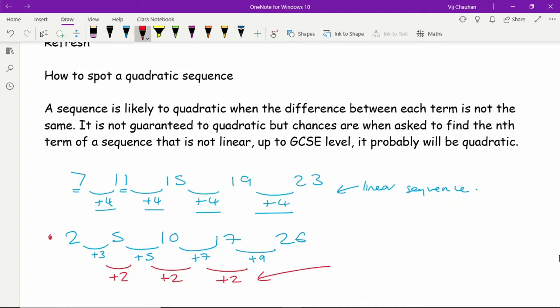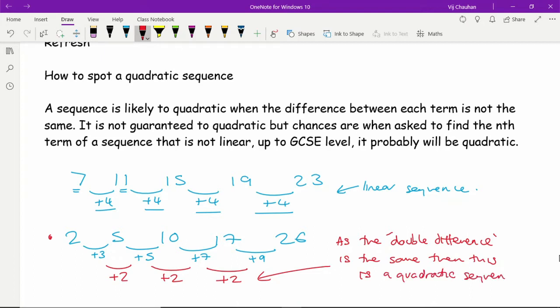So you can see here that as the double difference, or the difference between the differences, is the same, then this is a quadratic sequence. Now obviously you can get different sequences, you can get cubic sequences, you can get Fibonacci sequences, so it's really important you establish which, but whenever you're asked to find the nth term of a sequence that obviously isn't linear, 9 out of 10 times it's going to be quadratic up to the level of GCSE.